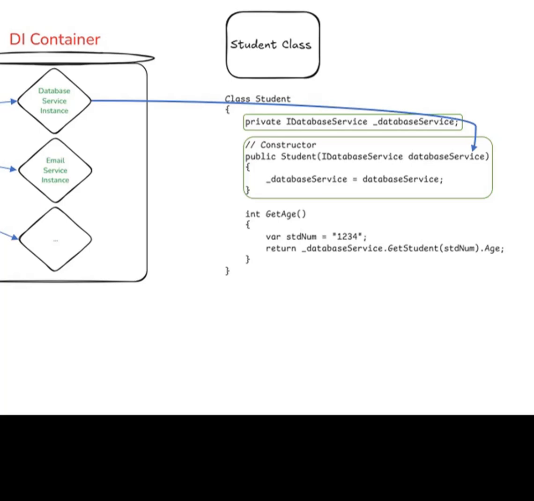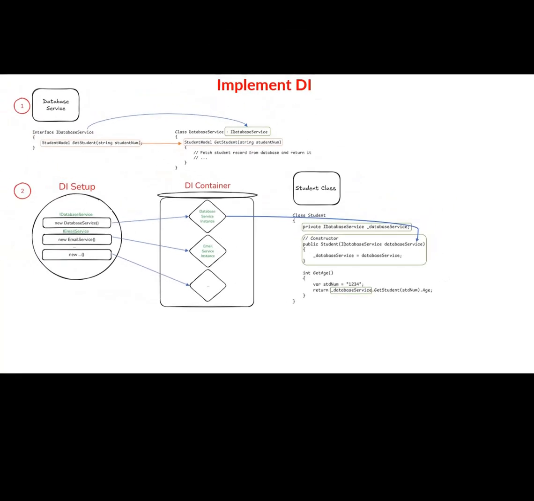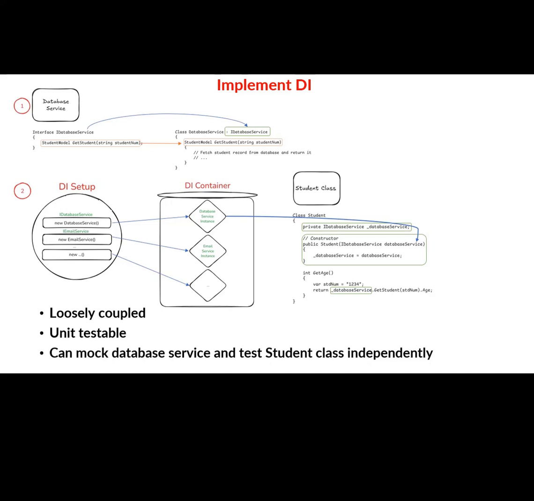And lastly, in the GetAge method, we use the underscore database service variable to call GetStudent. And that's it. Now you have your student class loosely coupled. It is unit testable, and you can mock the database service and test it independently.